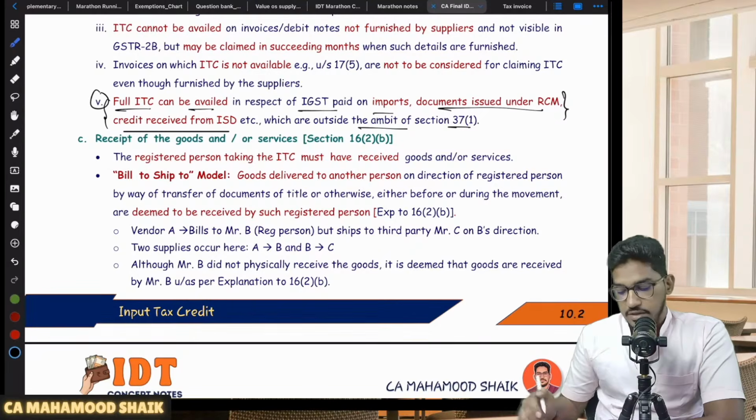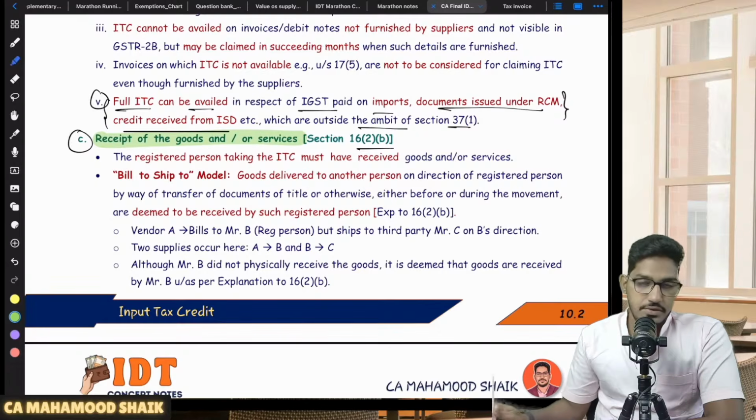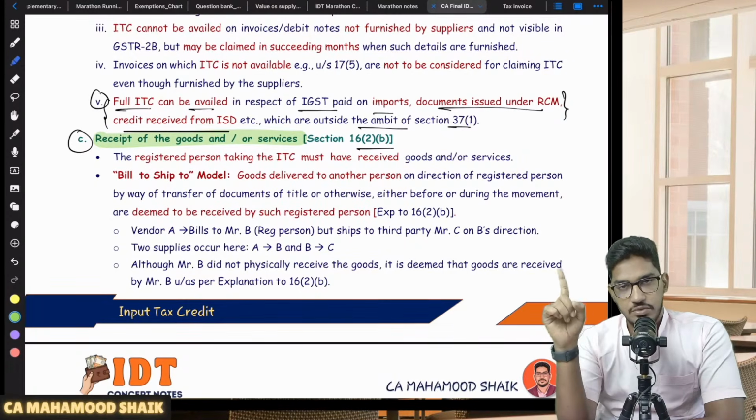So two conditions we are done. Sir, what is the third condition? The third condition is Section 16(2)(b), which says you must have received that goods or services. What is the third essential condition? You must have received that goods or services.